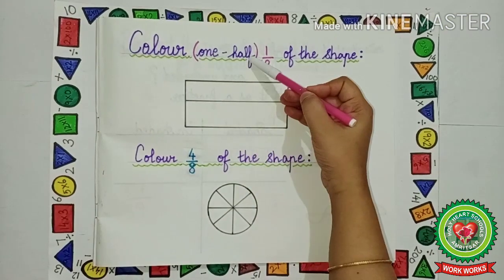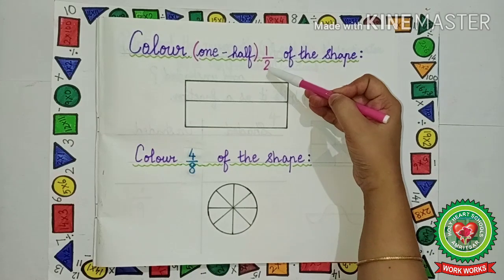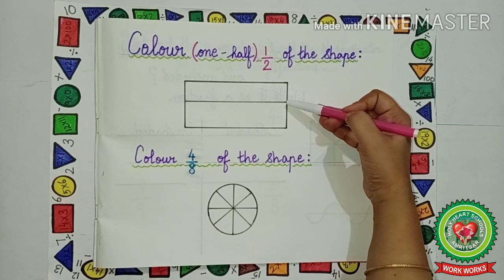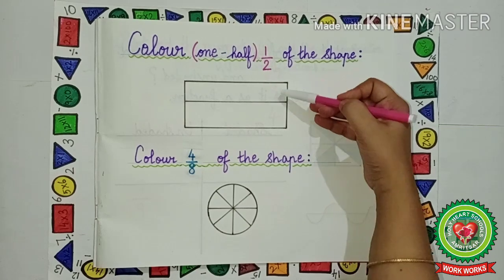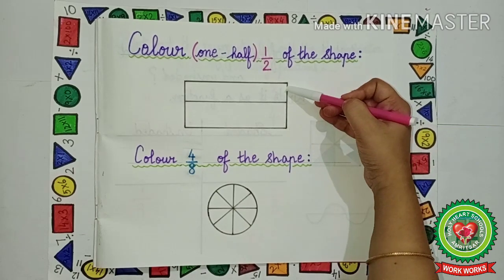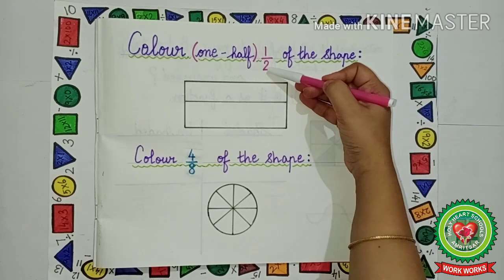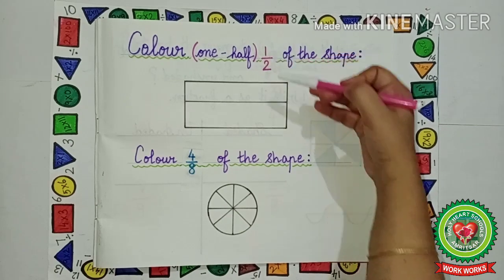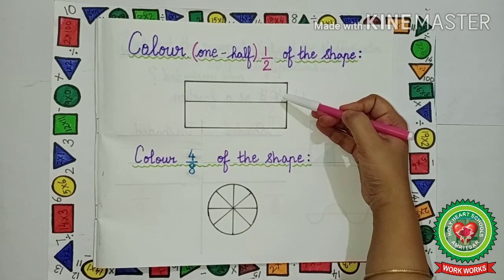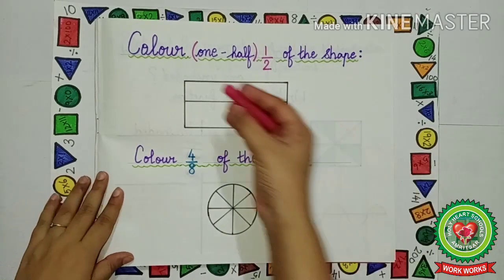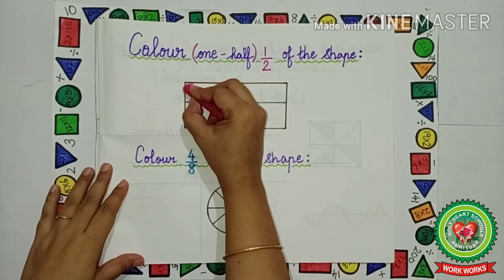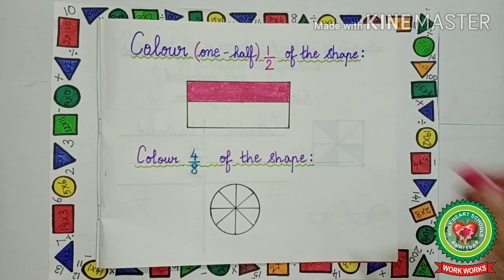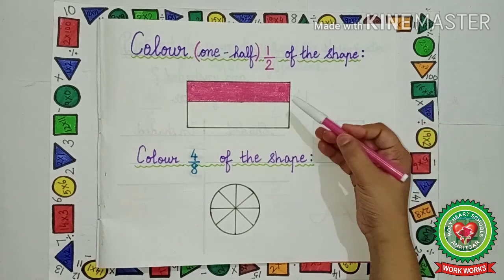Color 1/2, that is 1 upon 2 of the shape. Here we can see that the shape is divided into 2 equal halves. That means total number of parts are 2 and we have to color how many parts? That is 1. So let us color or shade one part. So let's shade it. So in this way you will shade the part that is mentioned.